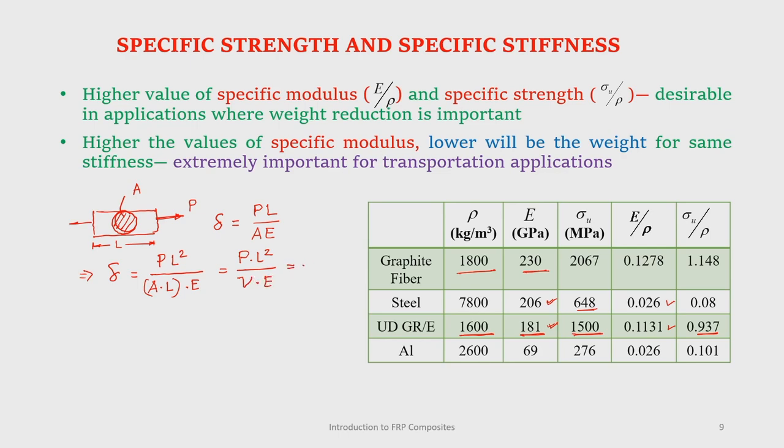If M is the mass and rho is the density of the material of the bar, then the volume is M by rho. Therefore, we can write delta is equal to P L square by M into E by rho. This E by rho is nothing but the specific modulus. Therefore, we can write mass M is equal to P L square by delta into rho by E. Therefore, if E by rho is twice, suppose, then mass will be half for the same stiffness, for the same deflection. Therefore, as E by rho increases, the mass decreases.